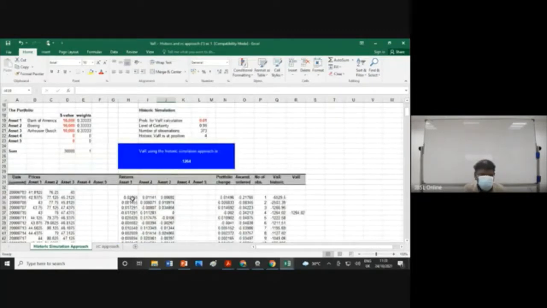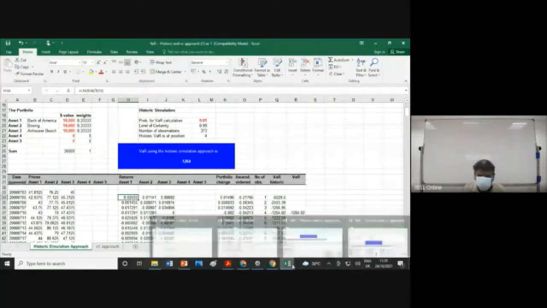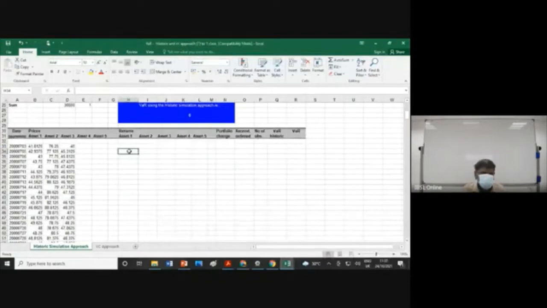Okay, so you get the natural log function. Now if you look at the first asset, the first return is here, that is the natural log of B34, this price, divided by B33, this price, right? So go to that one. Simply the natural log function of B34 divided by B33, and compute the return. Please do it. Earlier we did the normal way, but usually it's better to use the natural log function, ln.